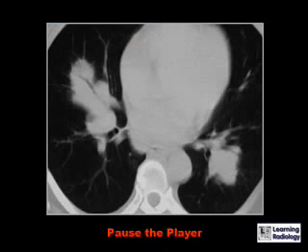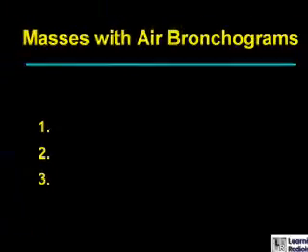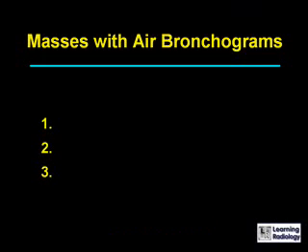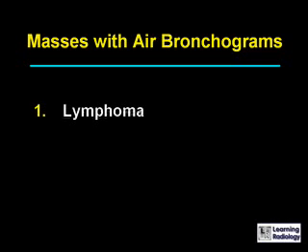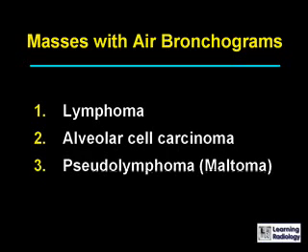This is the next differential. Pause the player. The differential is for masses with air bronchograms. There are three main causes. Pause the player. The three main causes of masses with air bronchograms are lymphoma, alveolar cell carcinoma, and pseudolymphoma or maltoma.